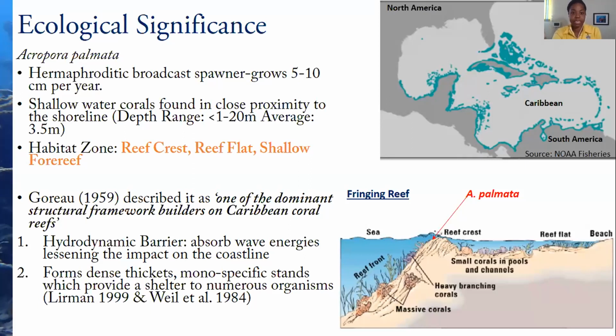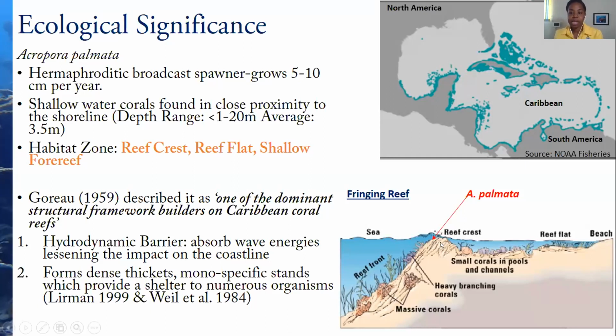This really means that it releases both male and female gametes into the ocean. The corals grow about 5 to 10 centimeters per year, and they grow very close to the shoreline in depth ranges of less than a meter to about 20 meters, around an average of 3 to 5 meters.